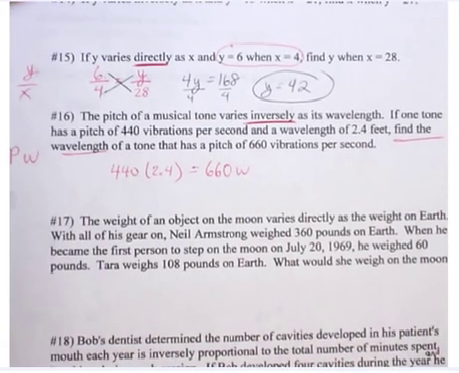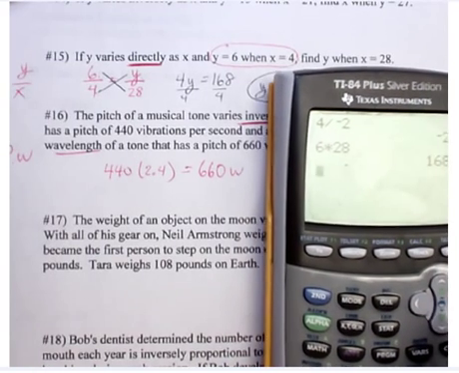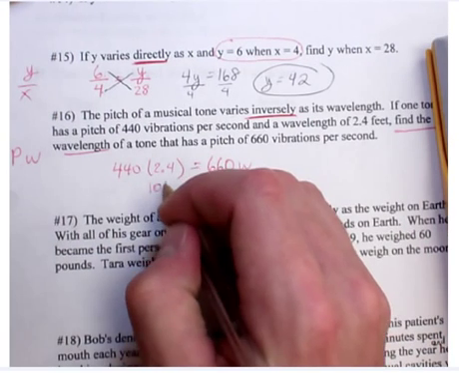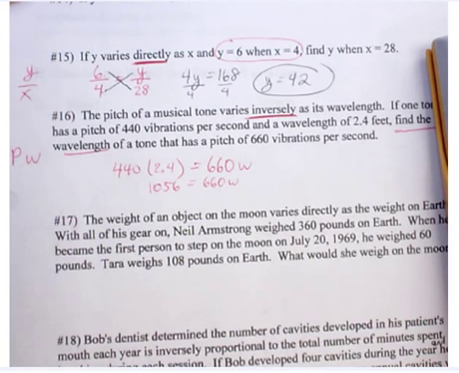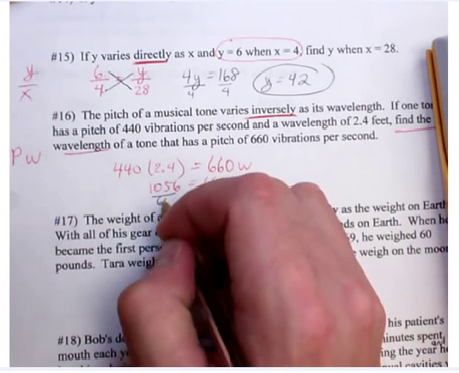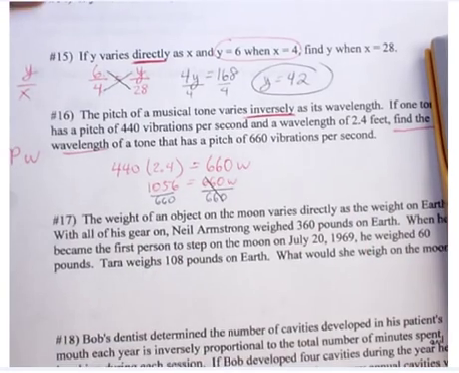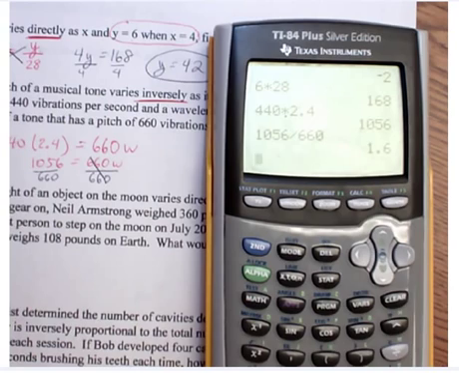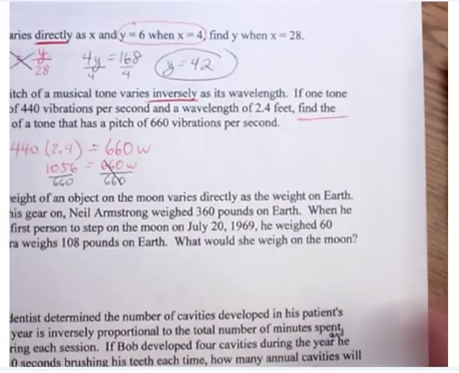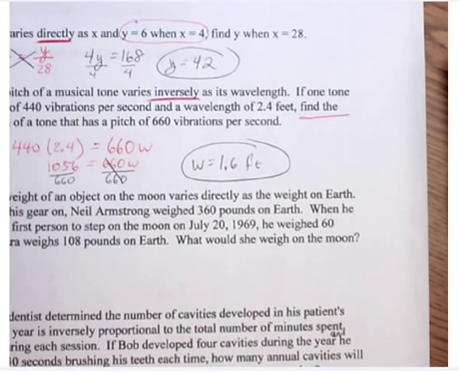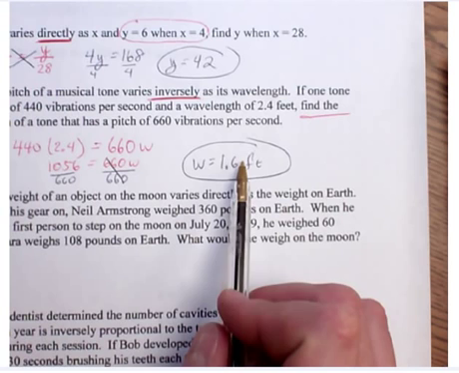Let's solve the problem now. First of all, let's simplify. Let's do 440 times 2.4. That's 1056. So that's 1056 equals 660W. Now we're solving for W, so we have to undo this multiplying. Let's divide by 660. And we get W equals 1056 divided by 660. We're going to get a decimal, 1.6. So the wavelength is 1.6 feet. They tell me the other wavelength was 2.4 feet, so this wavelength is 1.6 feet.